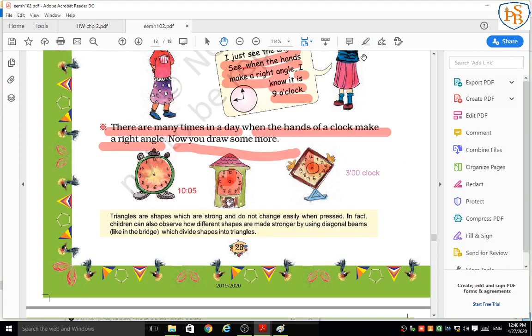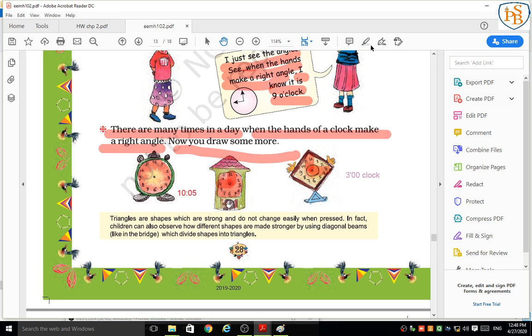Okay, understood? The hour hand is here at 10, so we can draw our hour hand on 10, and the minute hand where? Yes, on number 1. Do you remember the Class 3 strategy, skip counting of 5? Then this shows a right angle.